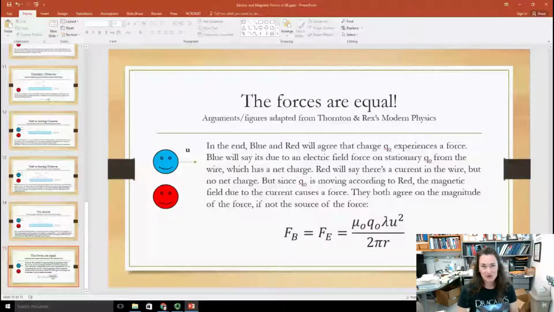So watch this as many times as you need to. Pause it when you need to. It's a tricky concept to grasp, but I hope that this introduces you to the idea that electric and magnetic forces are really flip sides of the same coin. That what might be an electric force from one reference frame is a magnetic force in the other, and vice versa. And so these forces are really united. And this was one of the ideas that led Einstein to develop the theory of relativity.